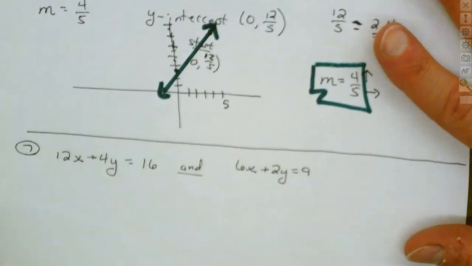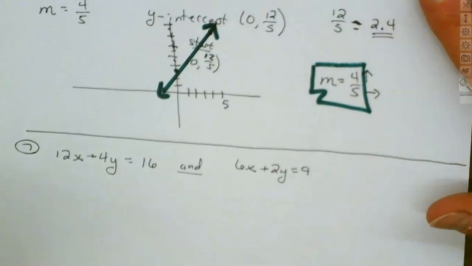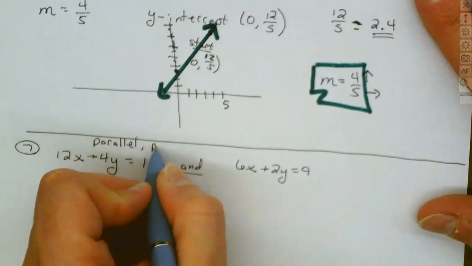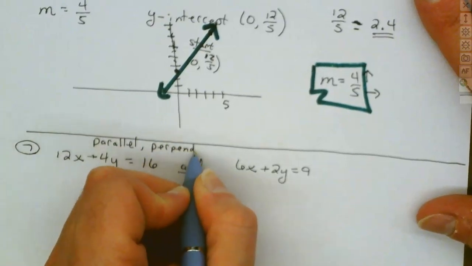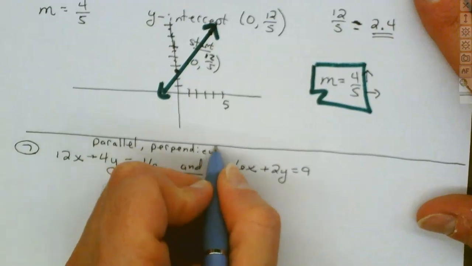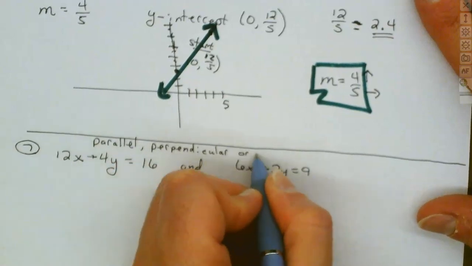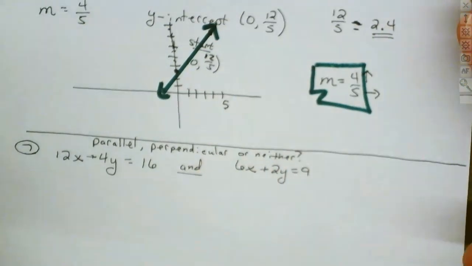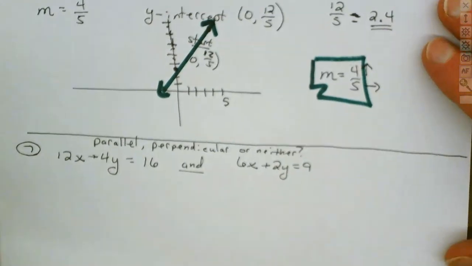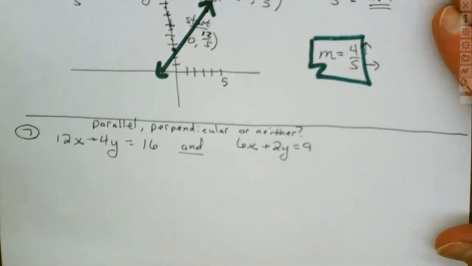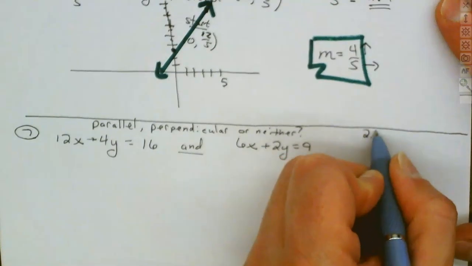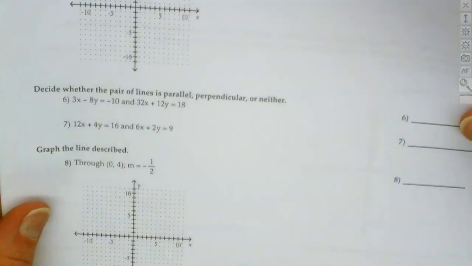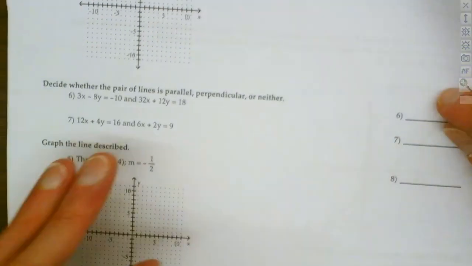Now, what are the directions on 7? Okay, 7 says, are these lines parallel, perpendicular, or neither? This is out of section 2.2.